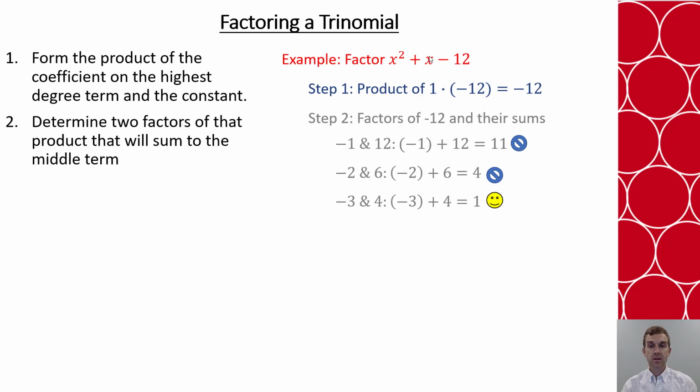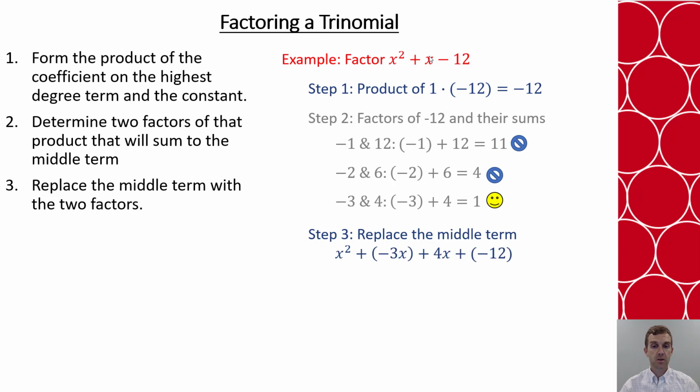So what I do then, once I have my 2 factors, is I'm going to replace my middle term with those factors. Again, we're going from 3 terms in our trinomial, trying to make it 4 terms so we can do group factoring. So I'll replace the middle term, and now I have x squared plus negative 3x plus 4x plus negative 12. Again, I do this so that I have the pluses and then the minus sign gets attached as that negative. It makes it much easier to do my grouping.